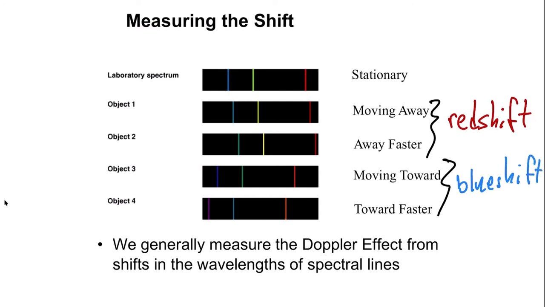So if an object's moving away from you, its lines will be shifted towards longer wavelengths. It will have a positive radial velocity, and we'll call that a redshift. If an object is moving towards you, all of its lines will be shifted towards shorter wavelengths. It will have a negative radial velocity, and we call that a blue shift. Those are things to know.